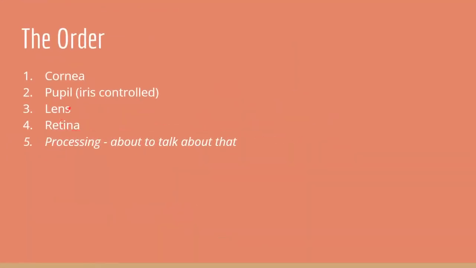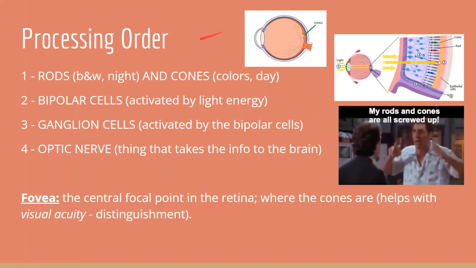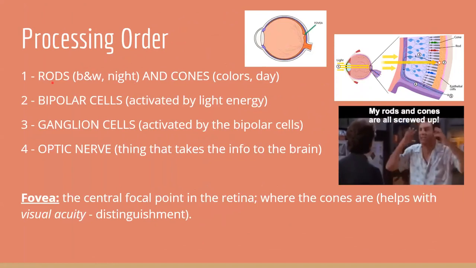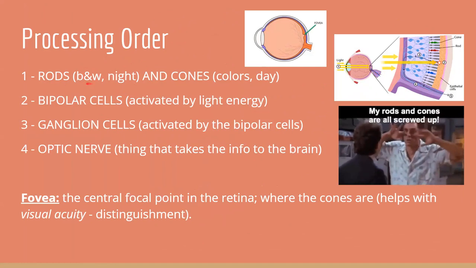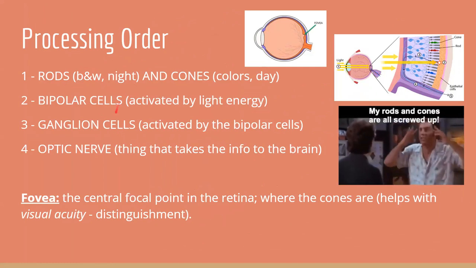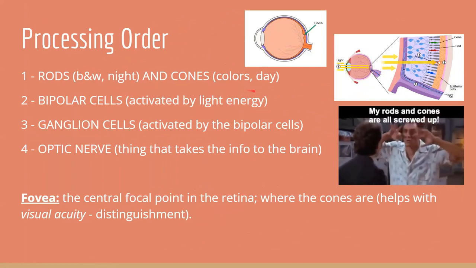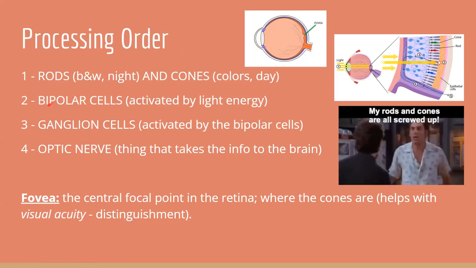Okay, so here's the order that it goes. Cornea, pupil, which is controlled by the iris, then the lens, then the retina, and then it's processed. When it's processed, here's what happens. It goes to your rods and cones. Your rods are basically what make you see black and white, and they are used in darker situations. And then the cones are for colors, and that's what you use during the day.